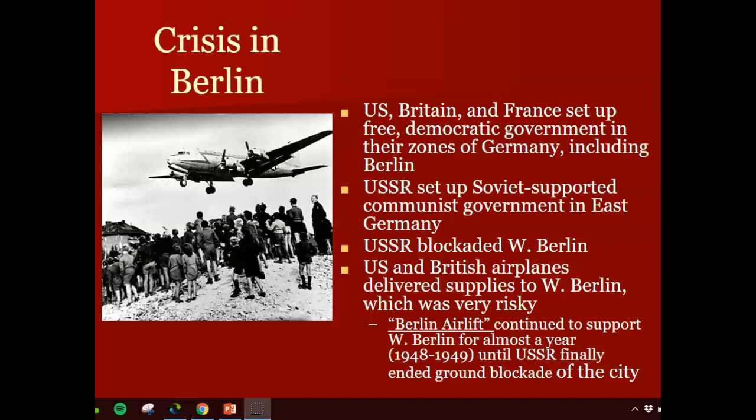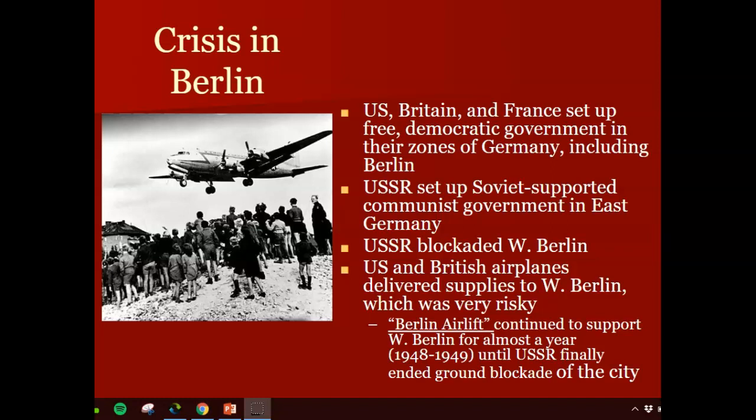The United States and Britain together flew in all of the supplies that the people of West Berlin needed to supply themselves for about 9 months. They flew in flight after flight after flight. It was going around the clock, trying to supply 2.5 million people of West Berlin who wanted to remain part of the capitalist and the democratic part of the world.